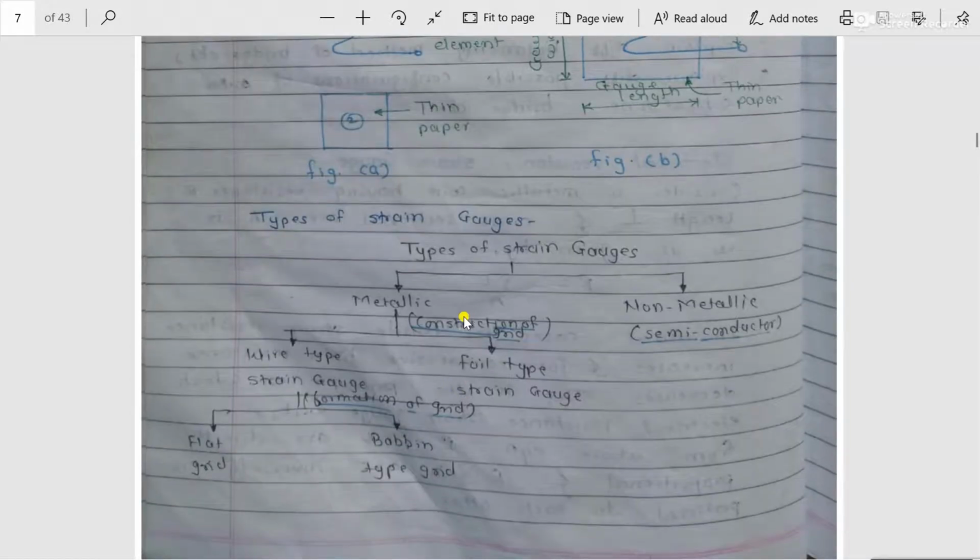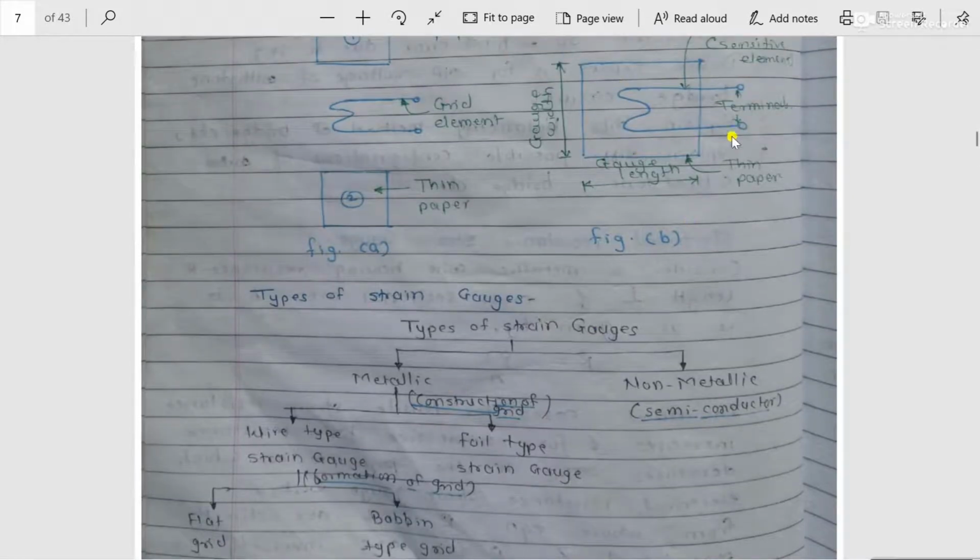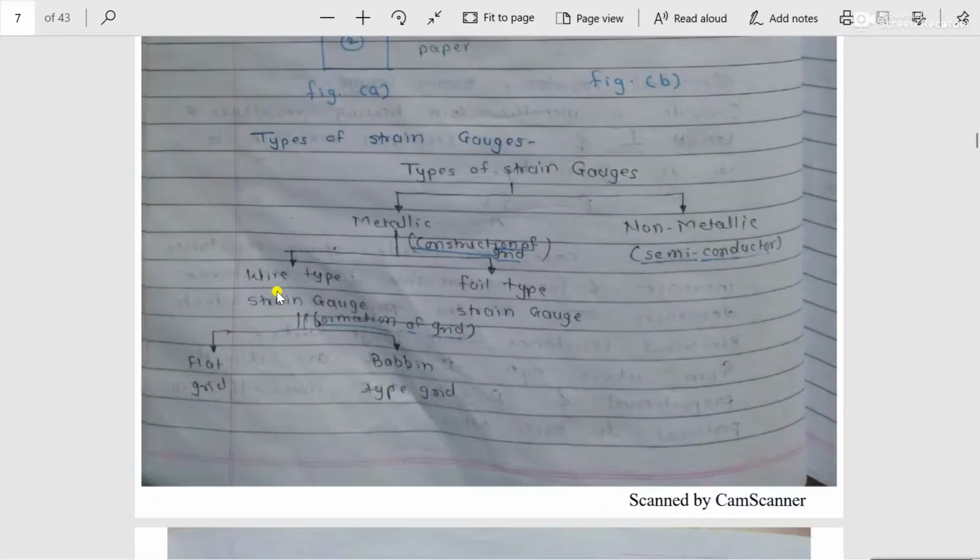According to the construction of the grid, metallic strain gauges are again divided into two types, that is wire type and foil type. And the wire type of strain gauges are again divided into two types according to the formation of grid. That means whatever this grid element or sensitive element is formed, based on its construction the wire type of strain gauge is divided further into two types, that is flat grid and bobbin type of grid. So one by one we'll discuss all the types of metallic strain gauges.